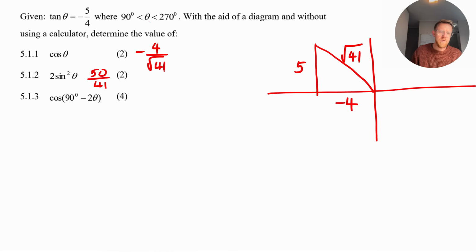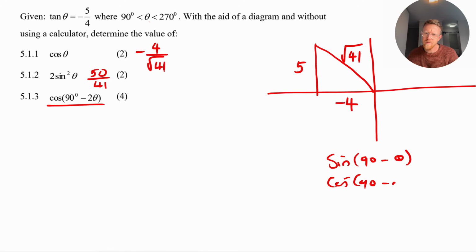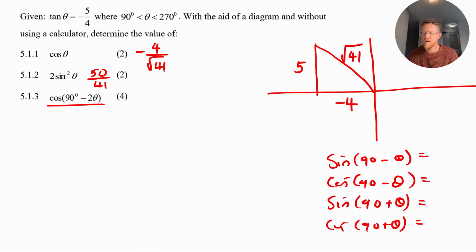Okay, now this one over here, whenever we have sin 90 minus theta, or cos 90 minus theta, or sin 90 plus theta, or cos 90 plus theta, then these are cofunctions. It doesn't matter if they have theta or 2 theta or w, whatever. This just becomes the cos of that angle, this becomes the sin of that angle, this becomes the cos of that angle, and this becomes the negative sin of that angle.